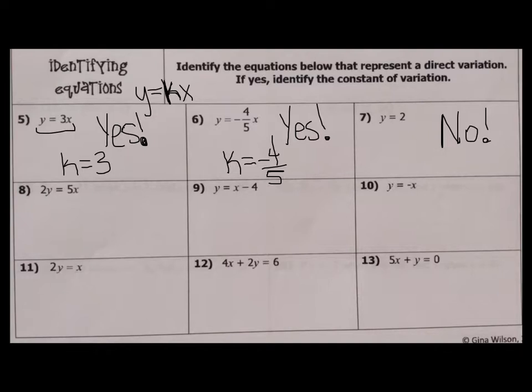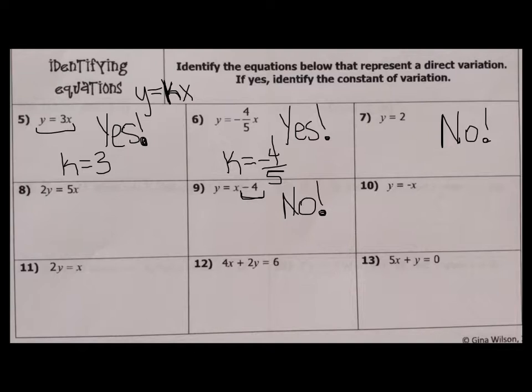I want you to skip to number 9. Remember that direct variation has to have y equals a number times x. There can be no addition or subtraction. So for number 9, no, this is not direct variation because there is a number that is subtracted from x. You cannot have any addition or subtraction after the equation has been simplified for y equals.